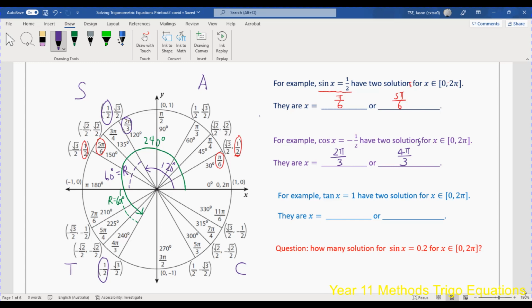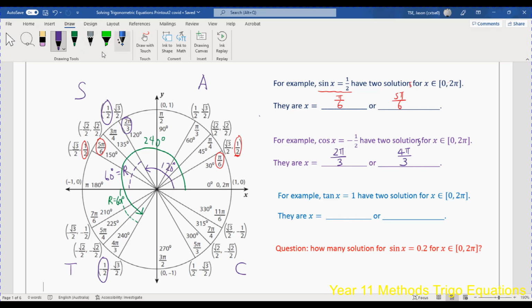What's the conclusion here? There are two things we need to consider when we are looking for the solution for sine or cosine functions. One is the reference angle, the other is which quadrant.